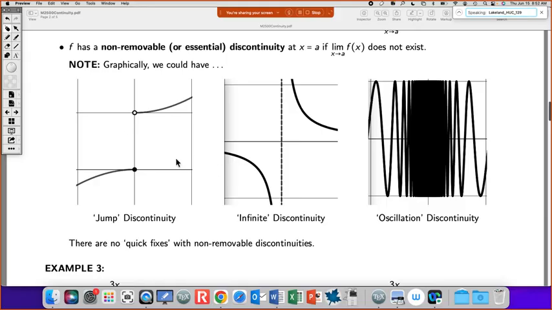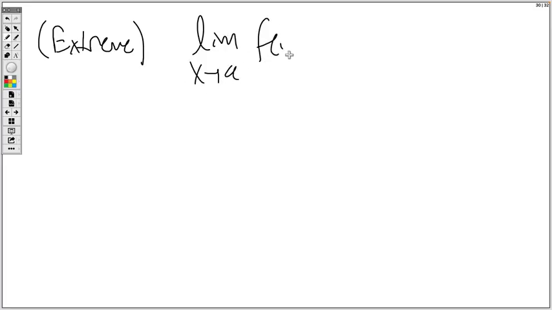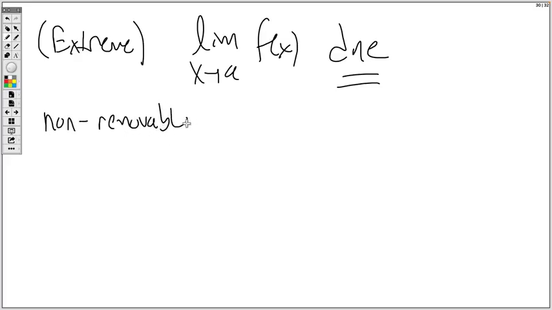There's no quick fixes here. So this is the extreme case. The limit does not exist. So these are non-removable. They're non-fixable. And it's the same limit not existing stuff we saw way back on Monday. All right? What's one way for a function not to exist? The graph could do what? It could have a jump.